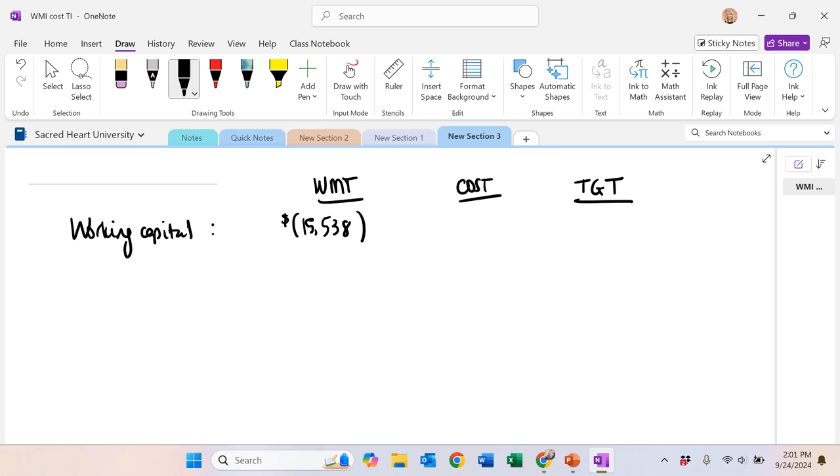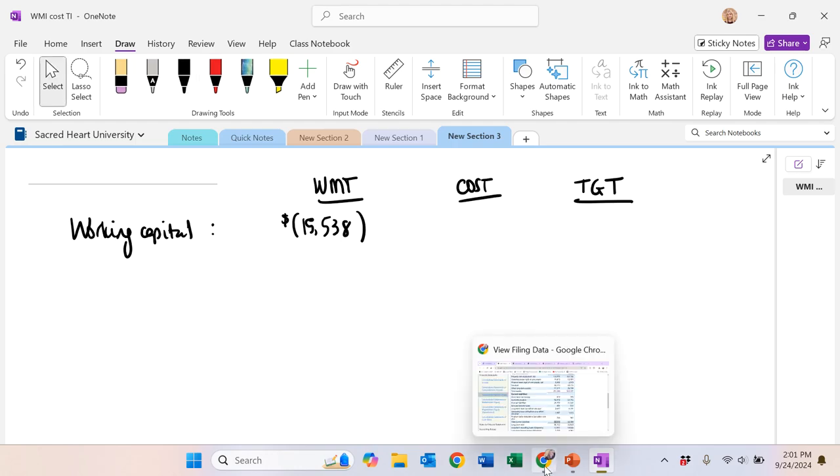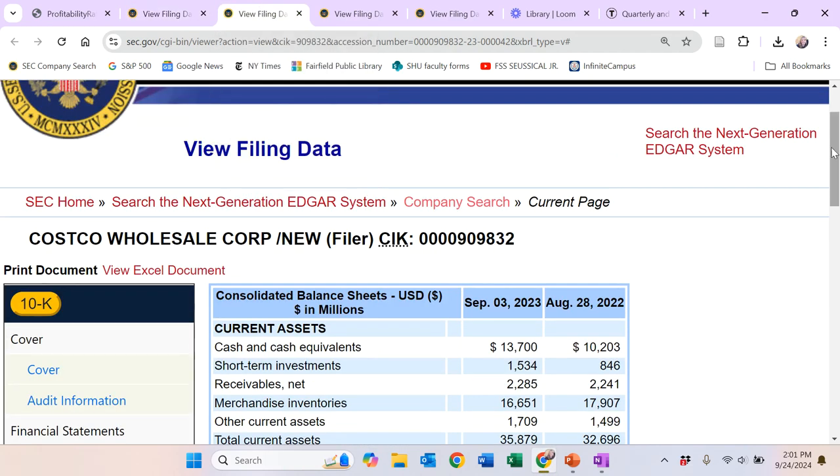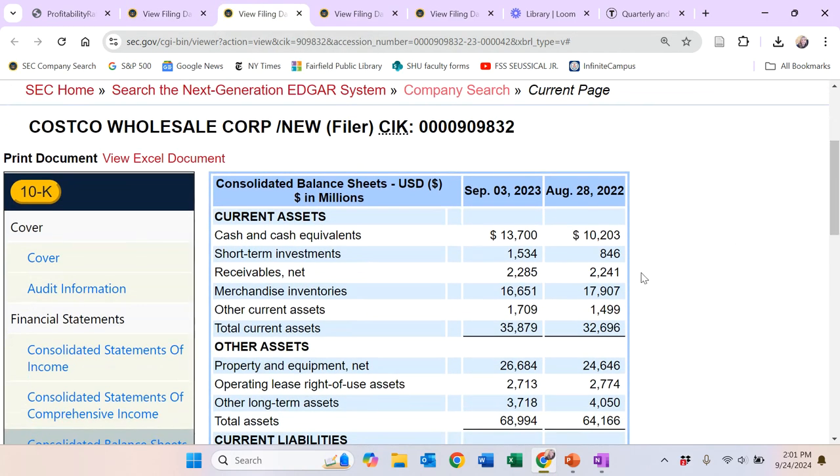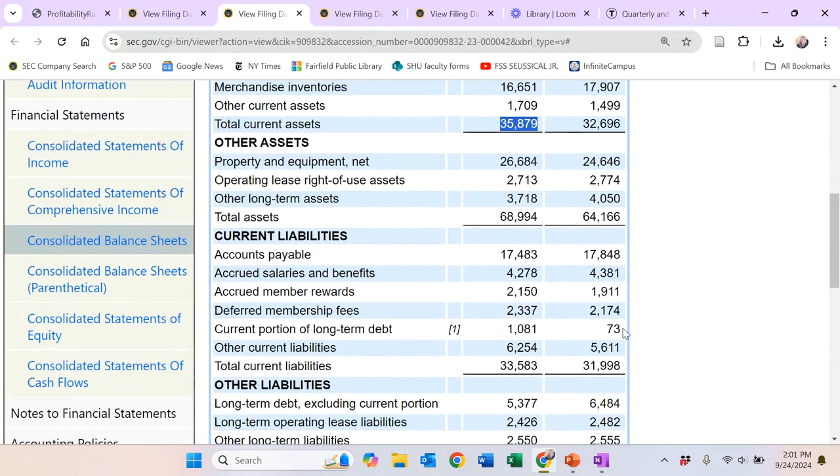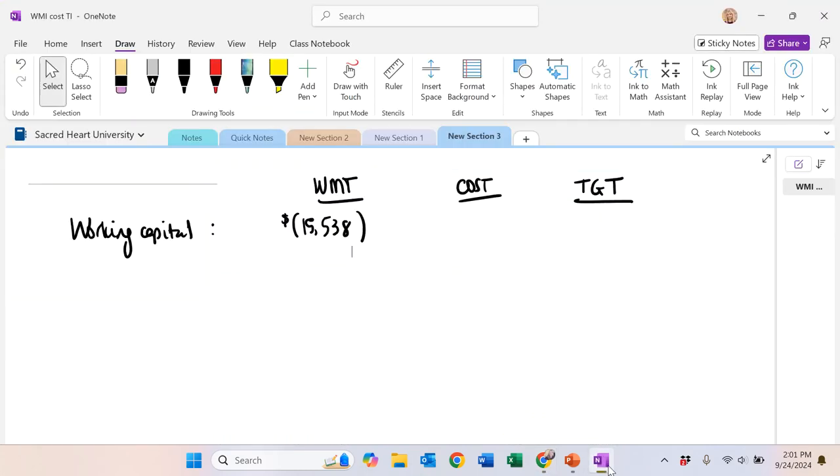Now, I'm not ready to say that Walmart's in trouble and not going to be able to pay its bills. I'm going to do a more thorough analysis. And importantly, I'm going to compare it to its competitors to see what's happening with the competitors. So if I look at Costco's current assets, 35,879, subtract from that current liabilities of 33,583, and we're going to get working capital of Costco of 2,296. Now, for all three of our companies, these dollar amounts are in millions. So this would be $2.3 billion of working capital.